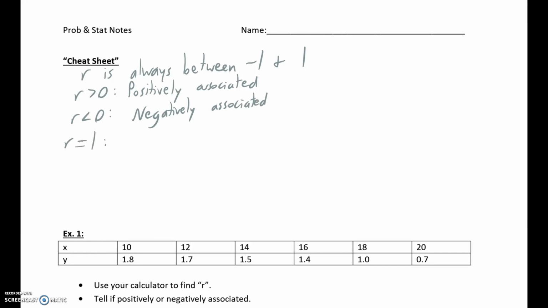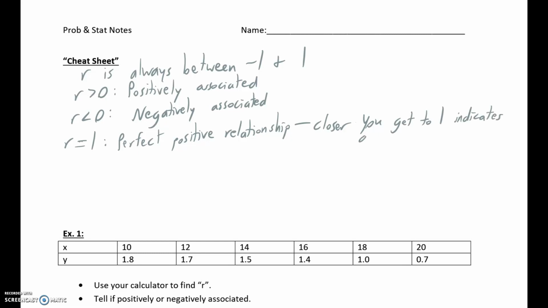If R equals 1 exactly, that is a perfect positive relationship. If you're using real data, it's very difficult to get a perfect positive relationship. In fact, if you did, I'd probably be a little suspicious of your data. Obviously, the closer you get to 1 indicates a stronger positive relationship. If you get an R value of like 0.7 versus an R value of like 0.9, obviously the 0.9 would be stronger.